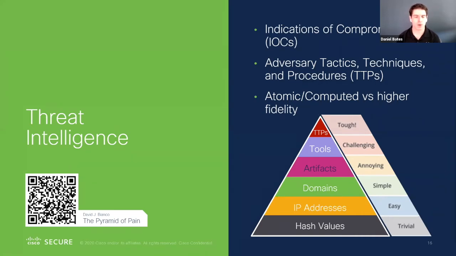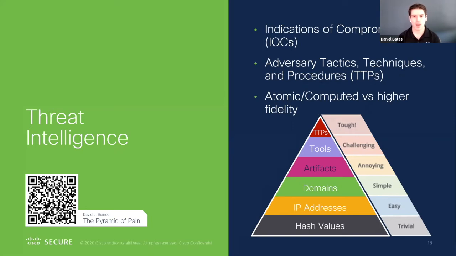Moving up a level, we don't have time to go through the entire pyramid. Definitely check out that QR code for the Pyramid of Pain blog to learn more about the top level indicators. But we want to move beyond these, what we call simple or atomic or computed indicators, like IPs and hashes, and into things like network artifacts or host artifacts, registry keys, mutexes, things that we can identify in a packet traversing the wire, like the user agent for a web recon tool.